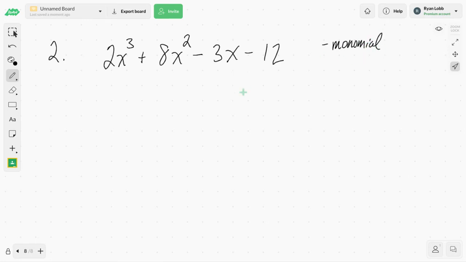Is there a common monomial factor between these terms? If we look, we say, nope: 2, 8, 3, 12, there's nothing; x cubed, x squared, x, nothing common. So if it factors, we might want to try factor by grouping. So we're going to group maybe the first two terms, 2x cubed plus 8x squared.